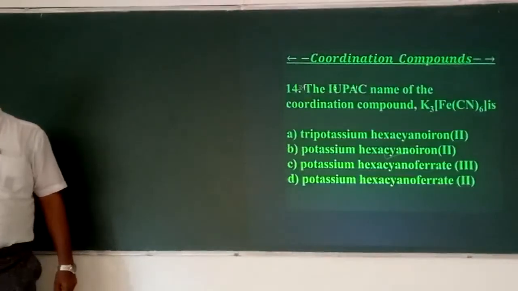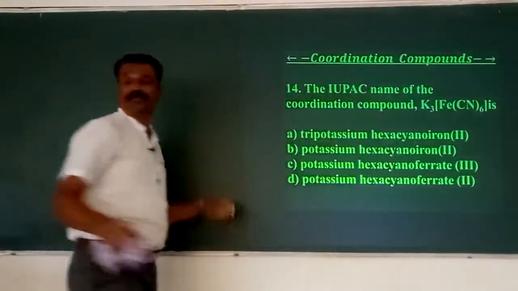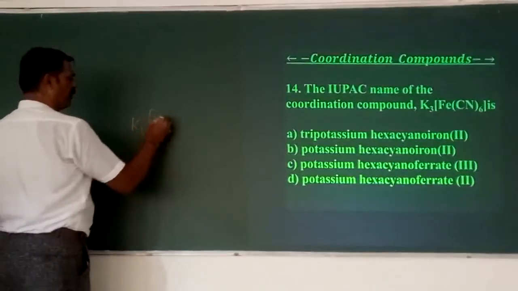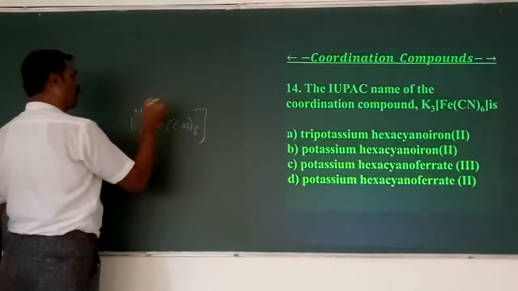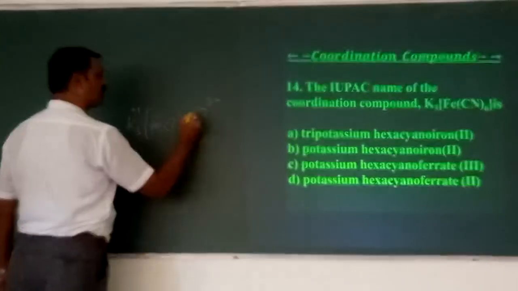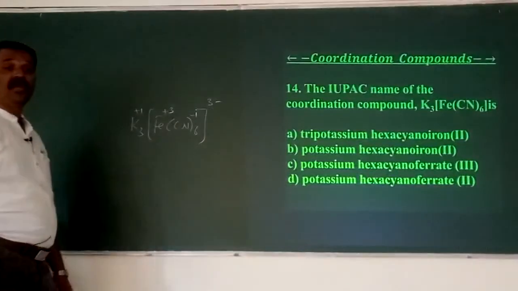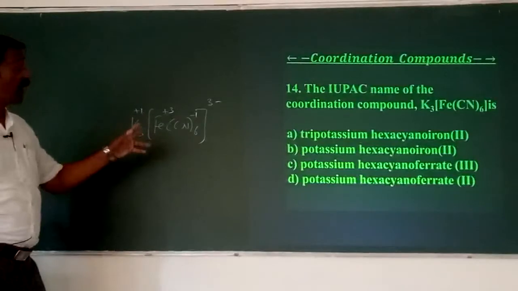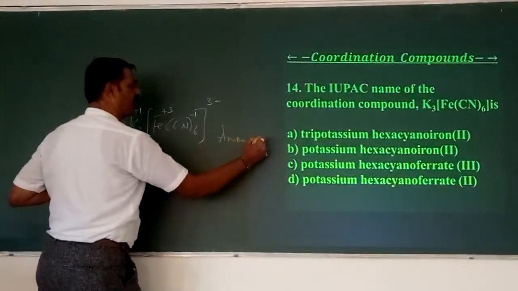Next we will move on to the 14th. What's the IUPAC name of that complex? K3, Fe(CN) 6 times. Plus 1 into 3 is plus 3, therefore the complex ion is minus 3. Here cyanide is minus 1, therefore iron is plus 3. It is an anionic complex.